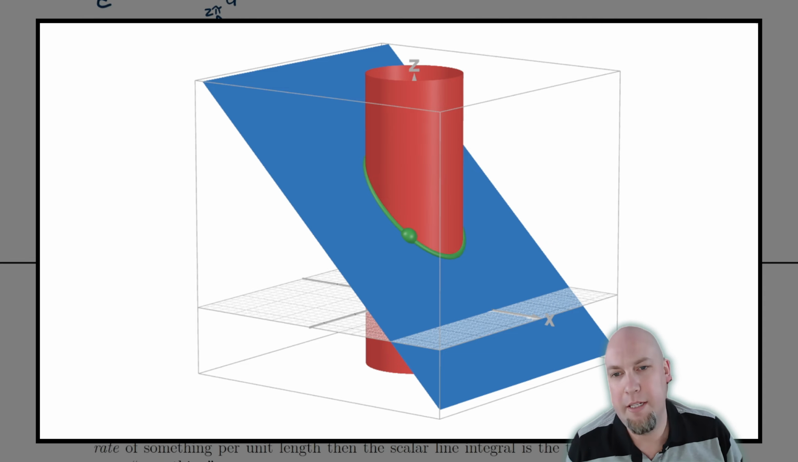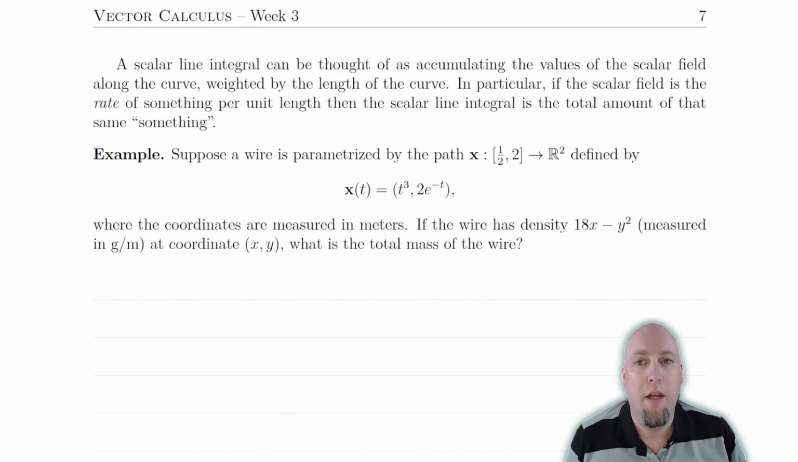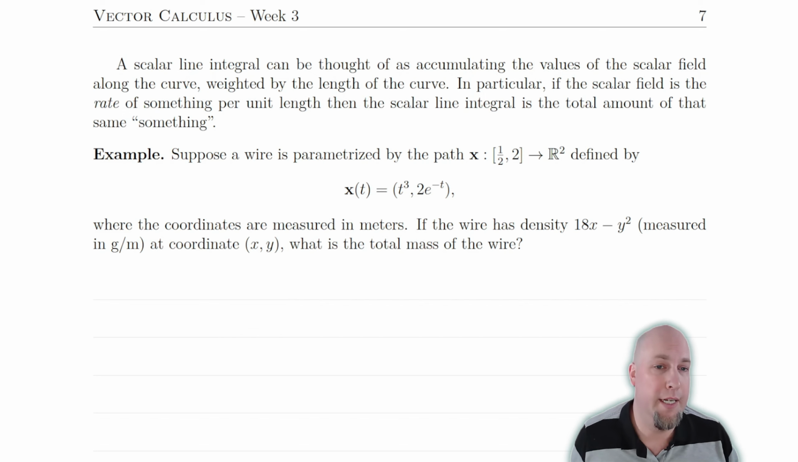Across the scalar field, and you end up getting 0 as your integral for that reason. Okay, so let's talk about some other ways of interpreting or thinking about scalar line integrals.